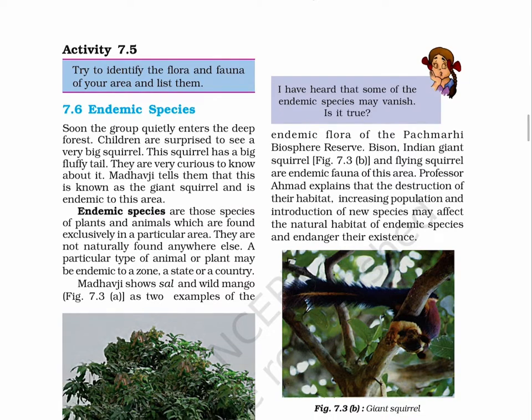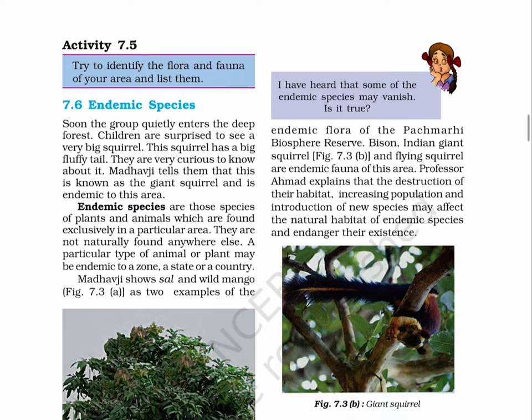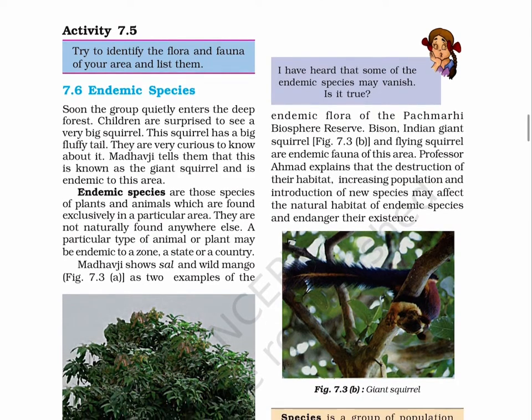7.6. Endemic species. Soon the group quietly enters the deep forest. Children are surprised to see a very big squirrel. This squirrel has a big fluffy tail. They are very curious to know about it.